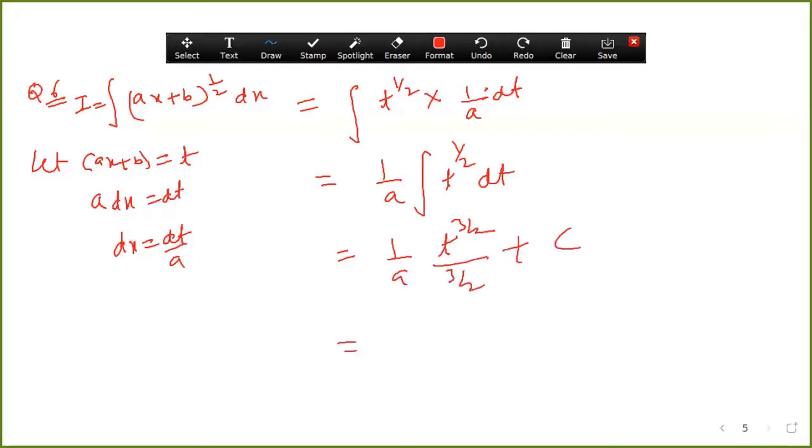Put the value of t. This becomes 2 upon 3a, (ax+b) whole power 3/2 plus constant. This will be the answer of question number 6.